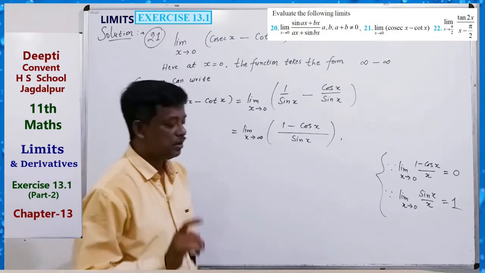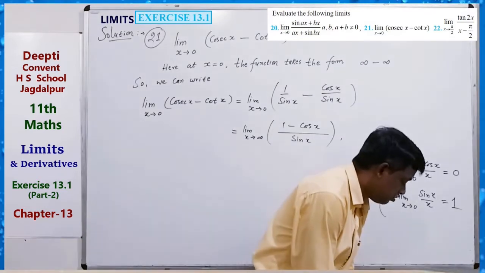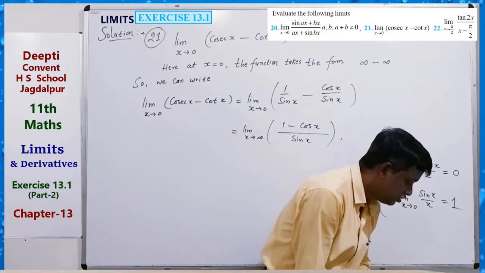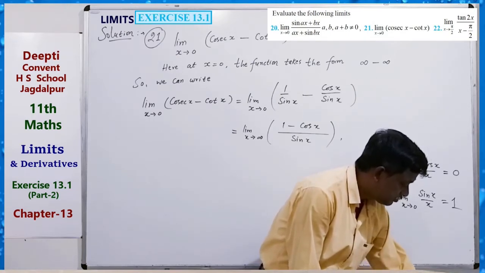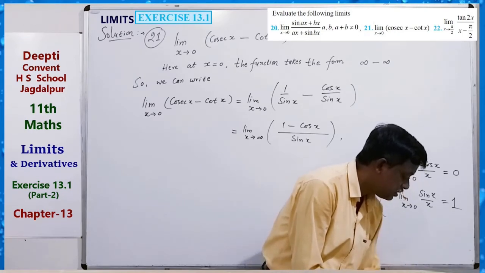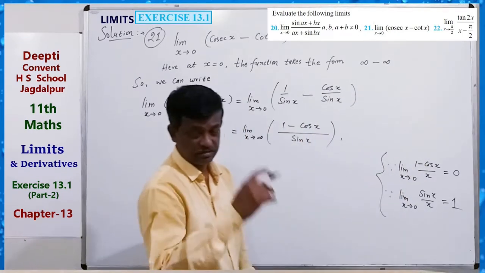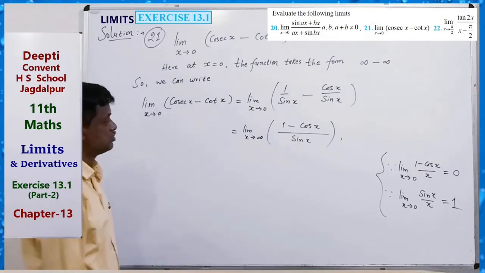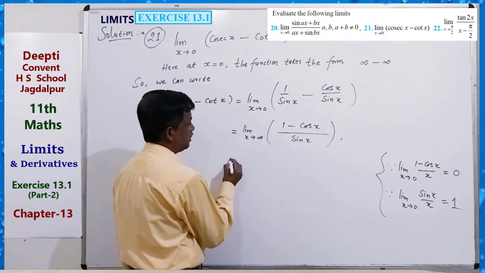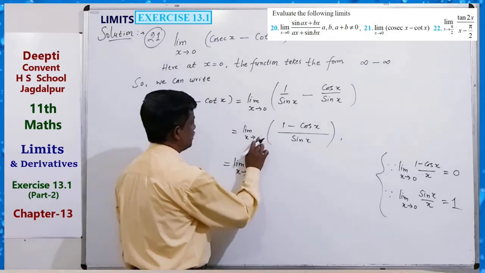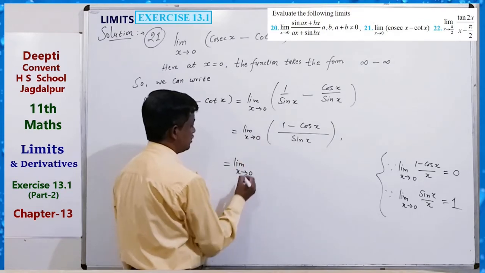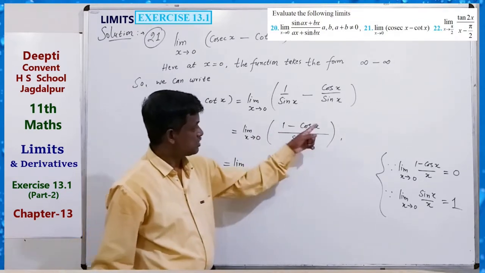This is also one of the important formulas, so I think you can remember it. So 1 minus cos x by x as x tending to 0 is equal to 0. This is a special formula, so we can use it here: 1 minus cos x by x.